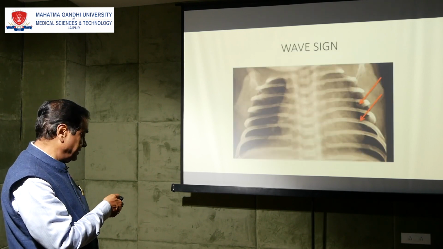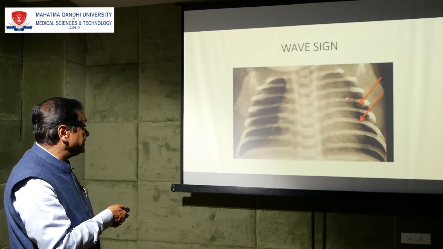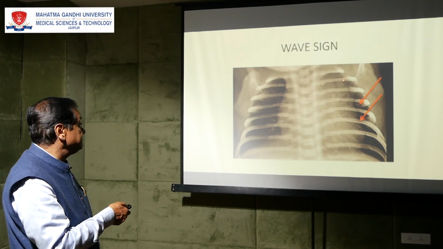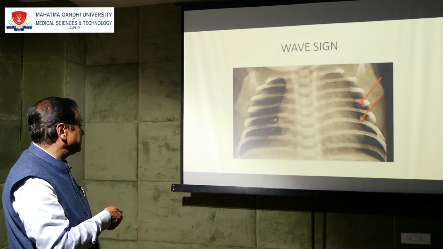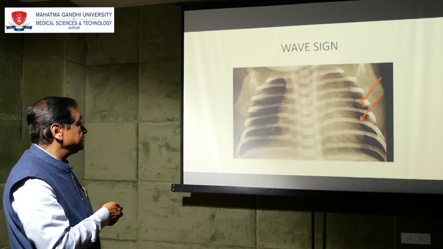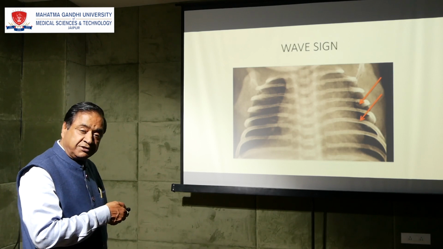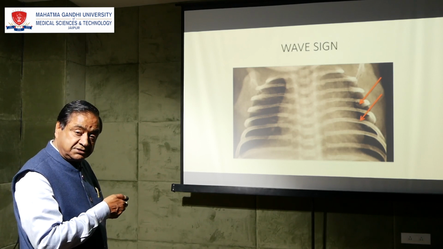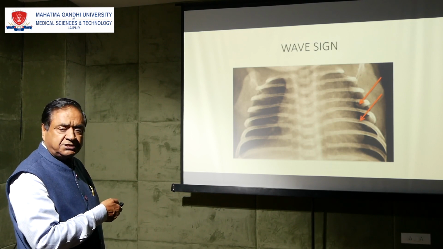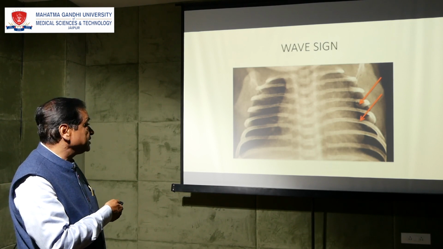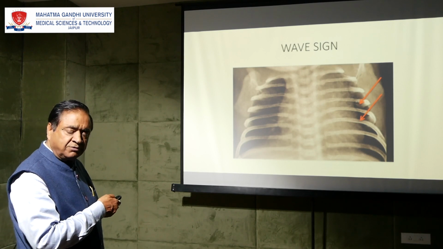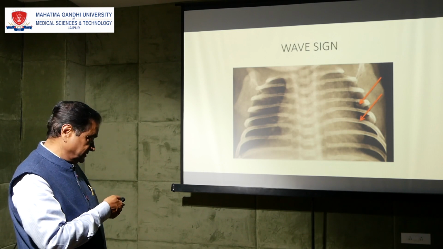And many times we find the wave sign. The thymic border is like a wave, and this wave sign can be seen on the left side, and can be seen on the right side. So this is the thymus structure. We should never confuse it with a mediastinal mass. It doesn't shift the mediastinum, and it is not a mediastinal mass. So we should always be aware of its normal size and normal appearance.